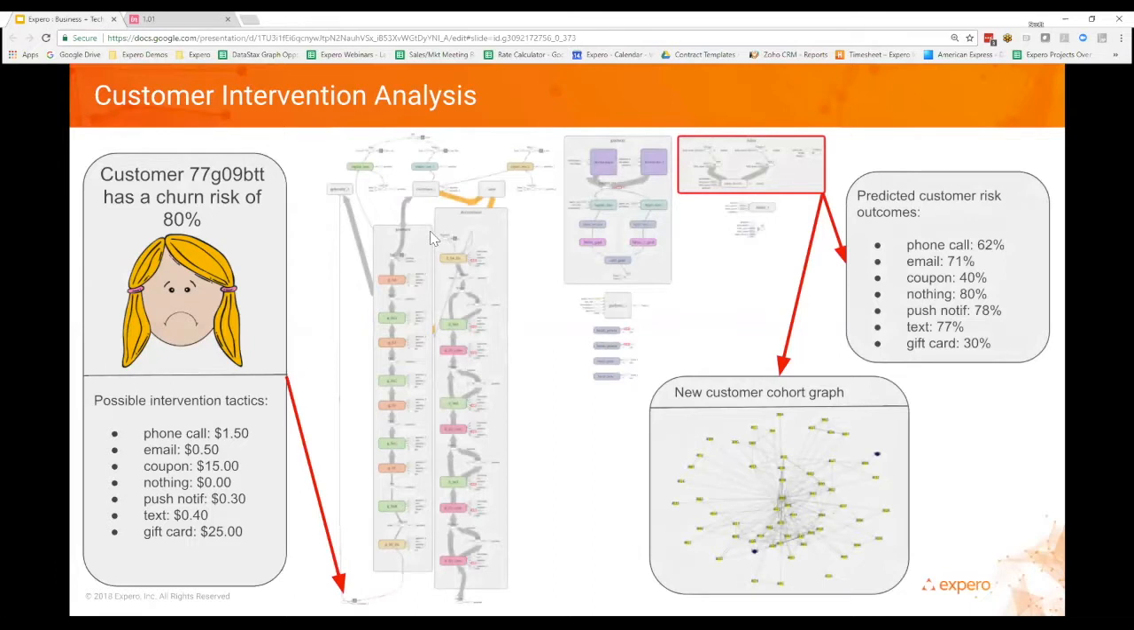including a consideration of price in intervention tactics. So on the left-hand side, we see some prices for hypothetical intervention tactics. And on the right-hand side, we see a predicted risk outcome. So this says, if you call this customer, if your customer representative interacts with this person live on the phone, you reduce that risk from 80% to 62% of churn risk. So you've done 18% better in this case with a phone call. Obviously, the last option is gift card. If you send them a $25 gift card, you're going to do a lot better job. But again, it costs you 25 bucks, whereas a phone call could be much cheaper than that.